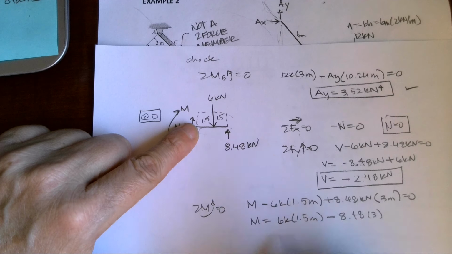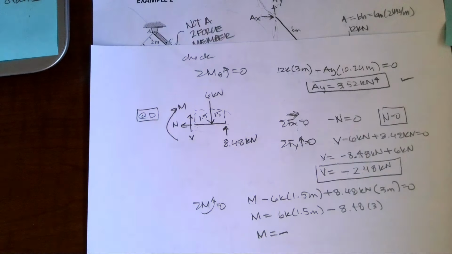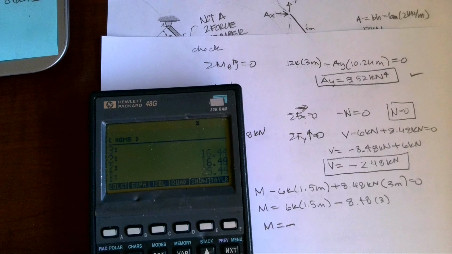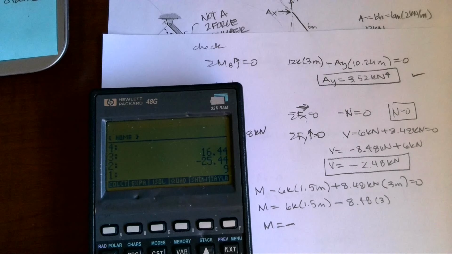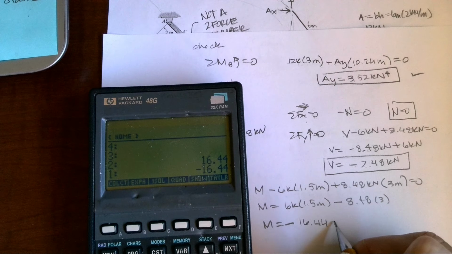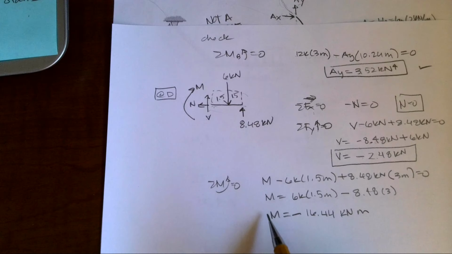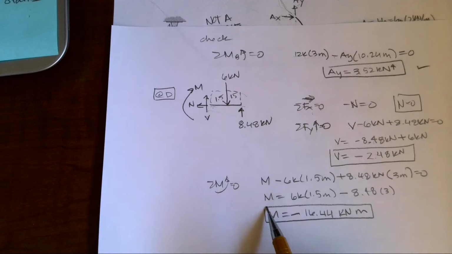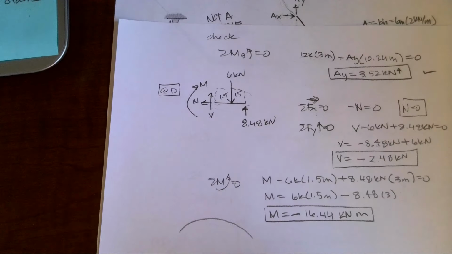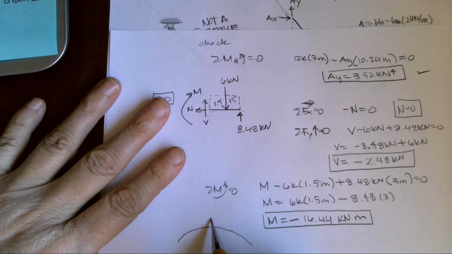My moment equals a negative, let me see if I can calculate that. 8.48 times 3, minus 6 times 1.5, and I get negative 16.44. What are my units? Kilonewton meters. Okay, again, I call it negative, and that lets me know when I'm doing design work. A negative moment gives me a rainbow-looking curvature, an unhappy face, like no smile, so that I know I have tension on top and compression on the bottom.